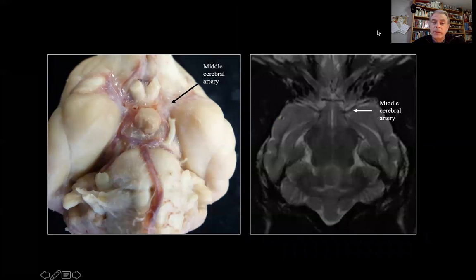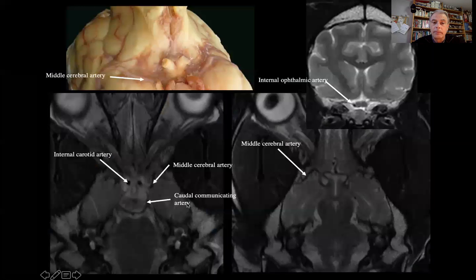So we proceed with these arteries, and now we are going to talk about the middle cerebral artery. And this is the middle cerebral artery. Remember that the middle cerebral artery has branched off at the end of the internal carotid artery, or at the beginning of the rostral cerebral artery.